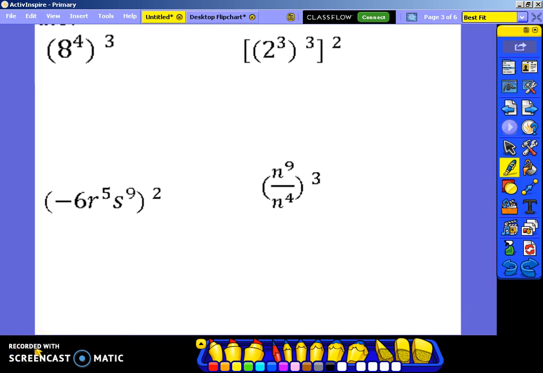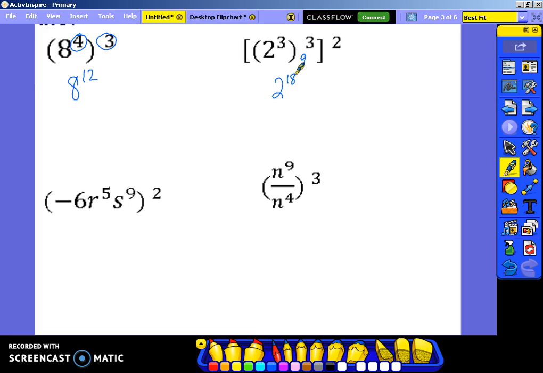Alright, the next rule we're going to talk about is raising a power to a power. When you have an exponent and you're raising it to another power, you keep your base and multiply your exponents. 4 times 3 is 12. So if you have multiple exponents, you keep your base. Do what's on the inside first. 3 times 3 is 9, and 9 times 2 is 18.